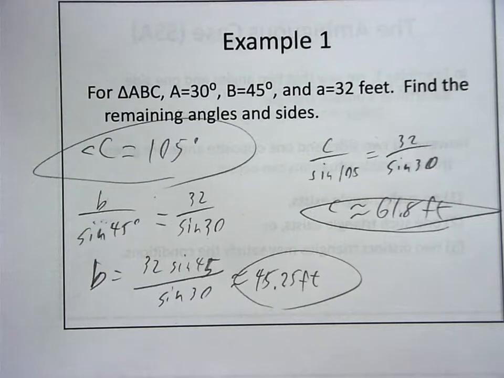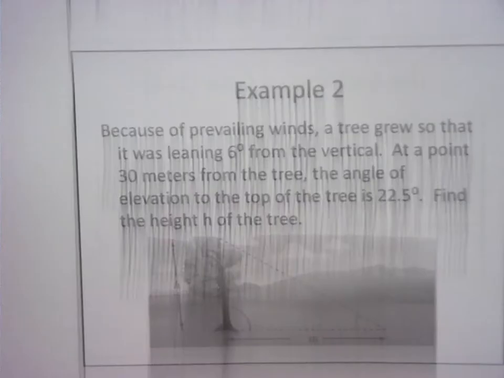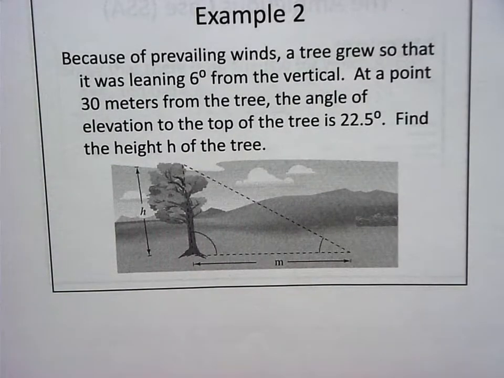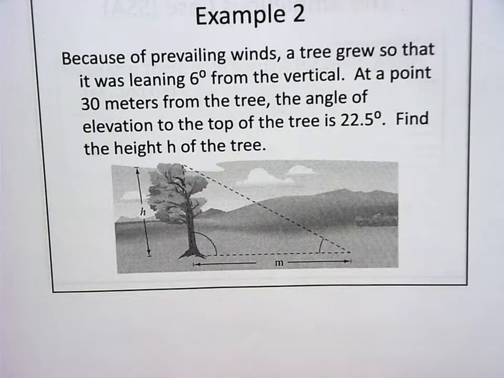Questions? Okay. You also have quite a few word problems in these sections too, where you got to get a little creative with some of them. This one's not too bad. Because of the prevailing winds, the tree grew so that it was leaning 6 degrees from vertical. At a point 30 meters from the tree, the angle of elevation of the top of the tree is 22.5 degrees. Find the height.